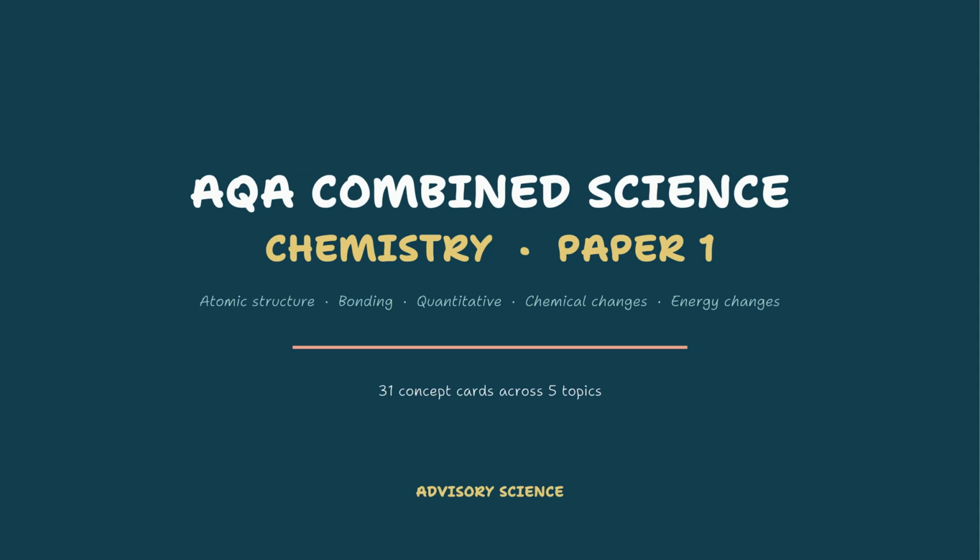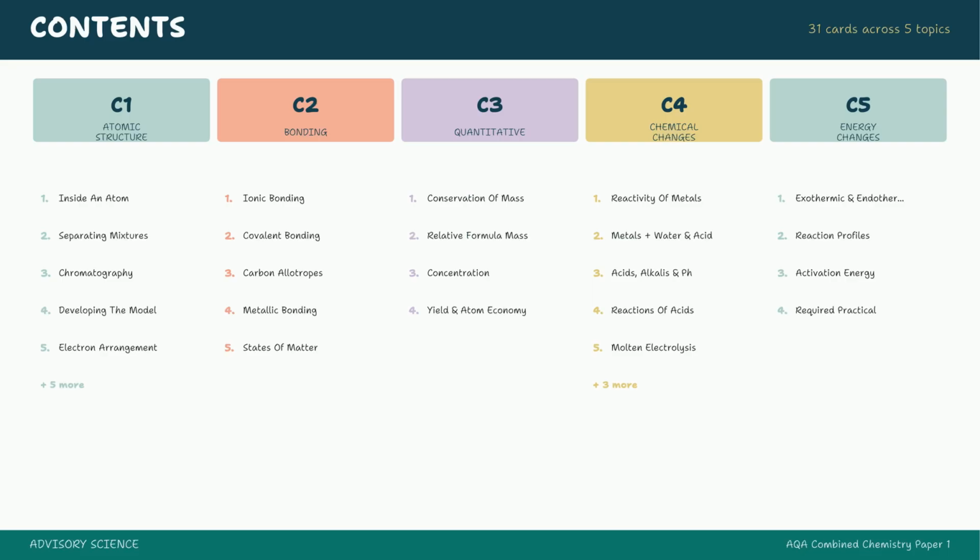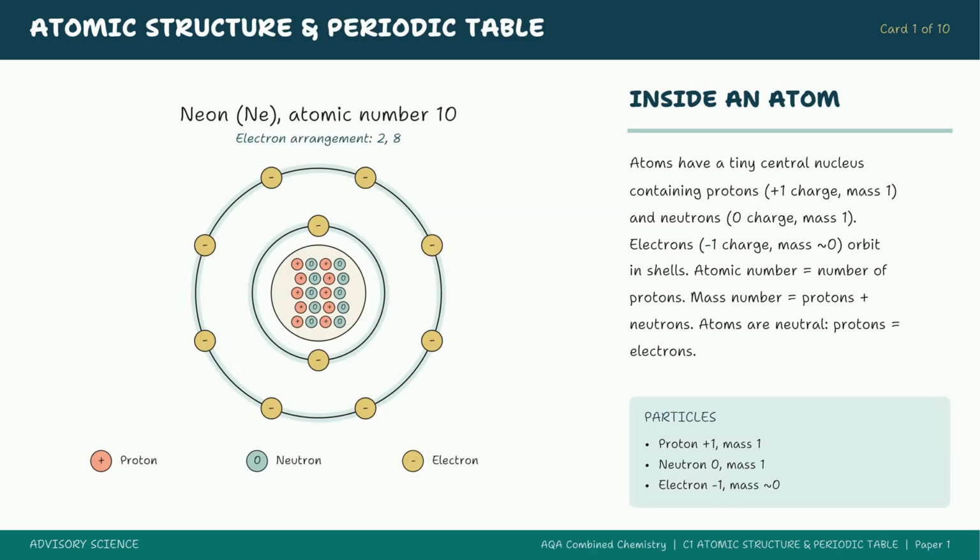In this unit, we're going to look at atomic structure and the periodic table, bonding, quantitative chemistry, chemical changes, and energy changes. Every atom has a tiny central nucleus containing protons and neutrons. Protons have a positive charge and a relative mass of 1. Neutrons are neutral, also with a mass of 1.